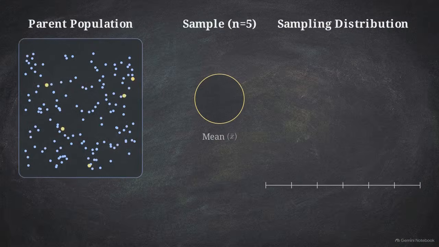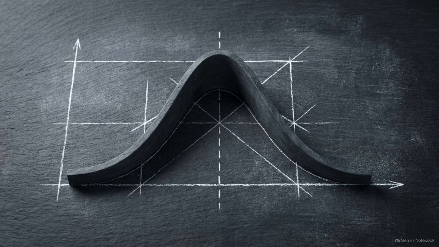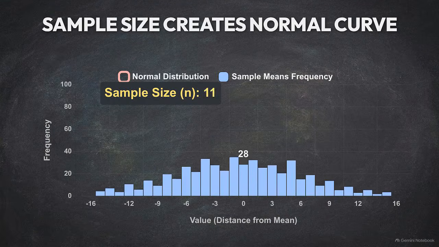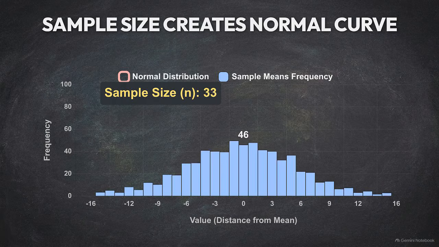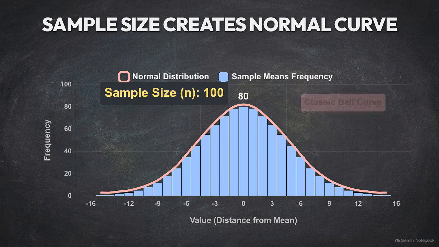Instead, they pull small groups of parts, average them together, and plot those averages. This creates a sampling distribution, a separate statistical population made strictly out of those sample means. This is where the Central Limit Theorem takes over. It states that as the number of observations in your sample increases, the shape of this new distribution automatically approaches a normal distribution, the classic bell curve.